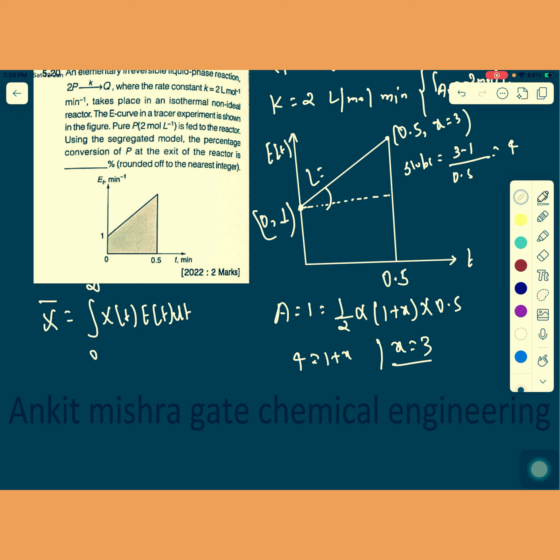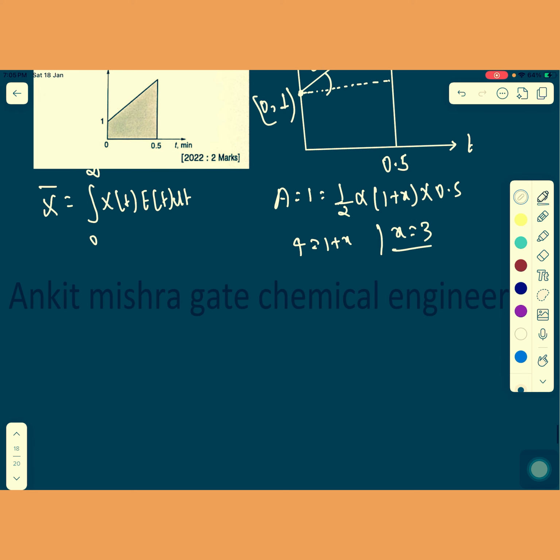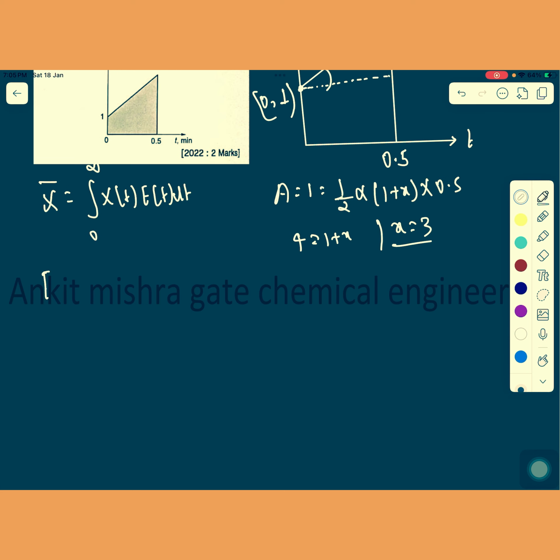The line's equation is 4t plus 1, right? So if t is 0, it is 4 times 0 plus 1. So you know that the E(t) curve is equal to 4t plus 1 when 0 is less than t is less than 0.5, and 0 when t is greater than 0.5.